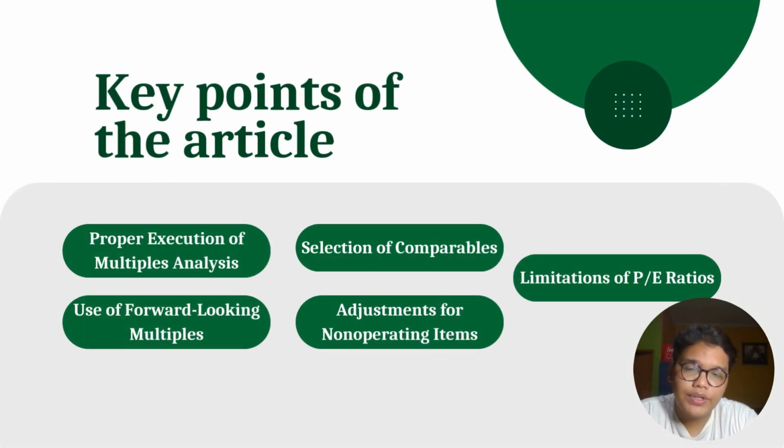There are five key points I got from the article. The first is the proper execution of multiples analysis. The second is the use of forward-looking multiples. The third is the selection of comparables. The fourth is the adjustment for non-operating items. And the fifth, which is the last, is the limitations of the PE ratio, which is the ratio that analysts frequently use for valuation.